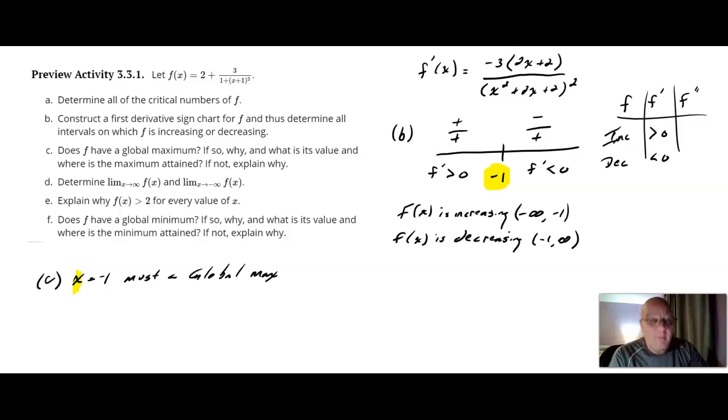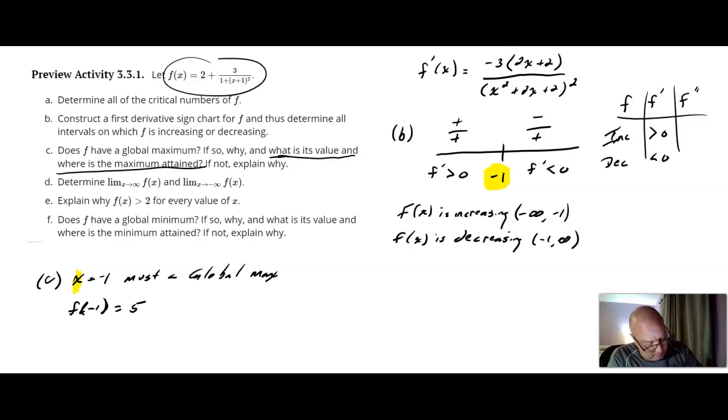Now, I'm not going to write out all my reasoning because I just said it verbally. But then the question does say, and we didn't talk about this in class, what is its value? And where is the maximum attained? So we said x equals -1 is a maximum, but what's the value? In order to find the value, I have to evaluate f of -1. I'll let you go through all the work of doing that, but you end up getting f of -1 equal to 5. So that answers part C.